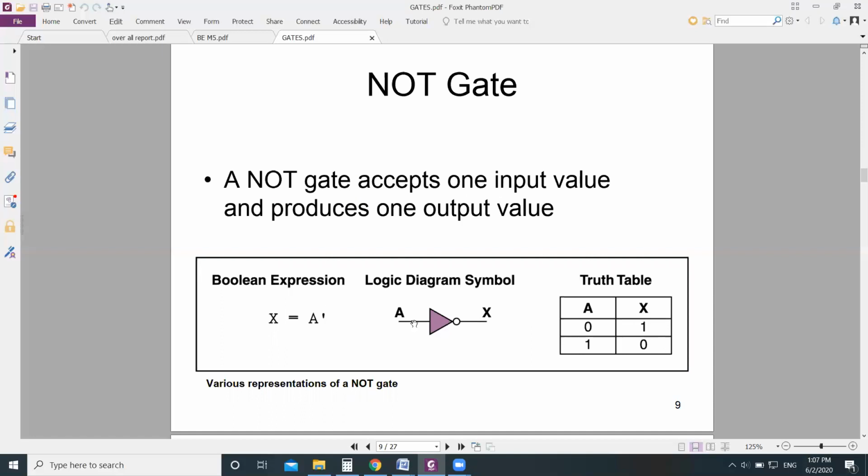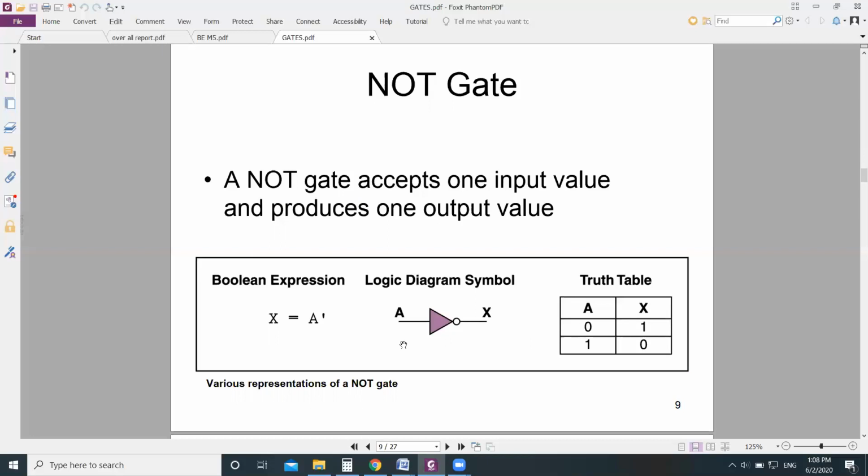As I'm saying, there is only one input, so we can give the input as either 0 or 1. If we give 0 as input to a NOT gate, the output will be the inverted version of this. The inverted version of 0 is 1. If we give 1 as an input, the output will be the inverted version of 1, that is 0. I repeat, if you give 0 as an input, the output will be 1. If you give 1 as an input, the output will be 0. So this is all about the NOT gate.